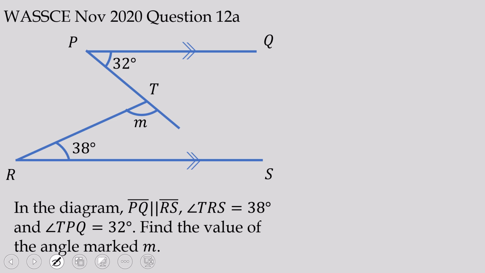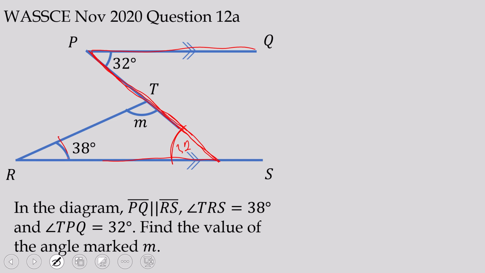So there are a lot of ways we can do this. One way to do this is we can decide to extend this line over here like this. So we extend this line. Then now we can get our Z shape. So this is the Z shape. So now this is going to be 32.